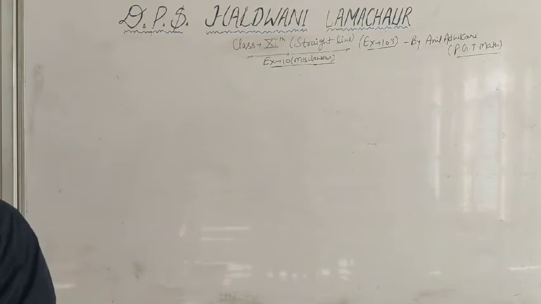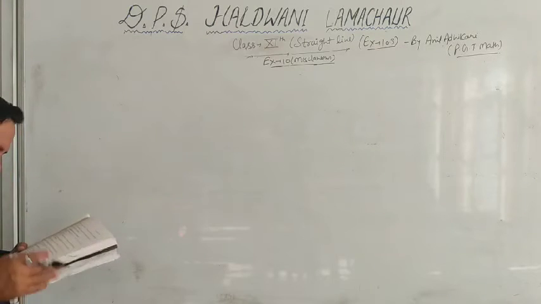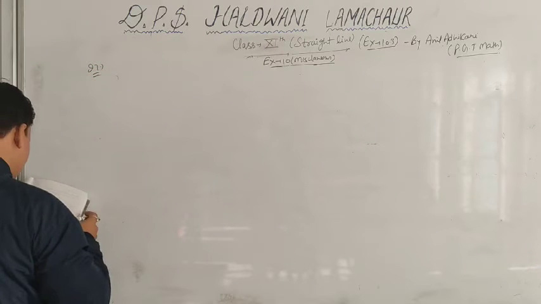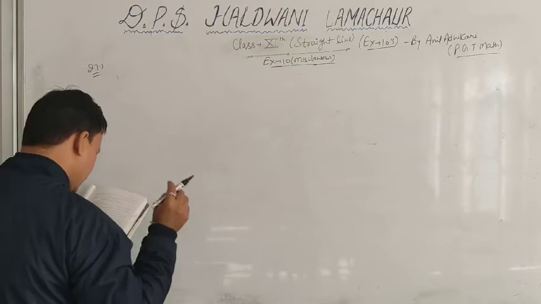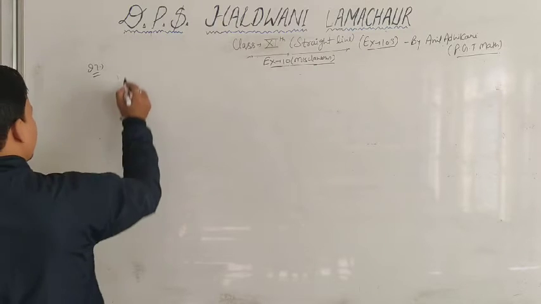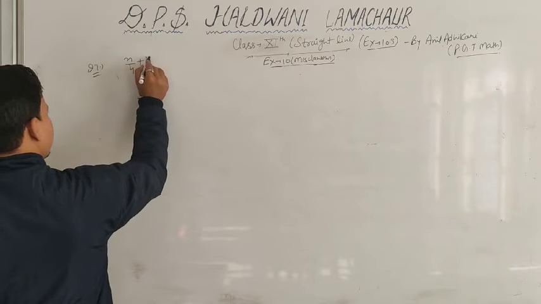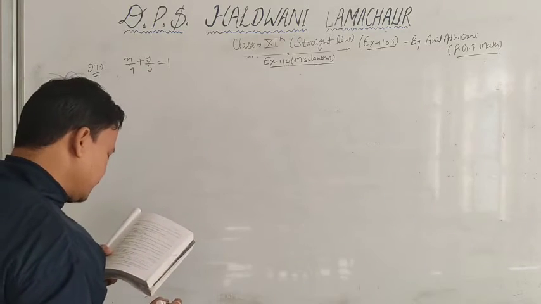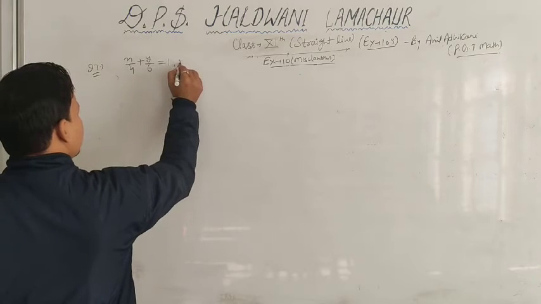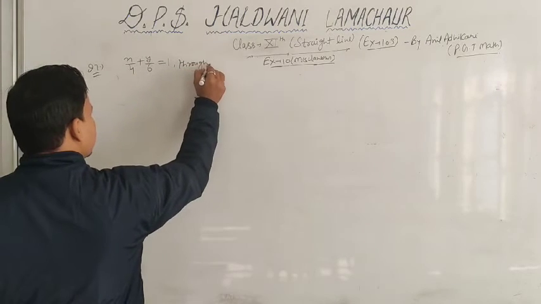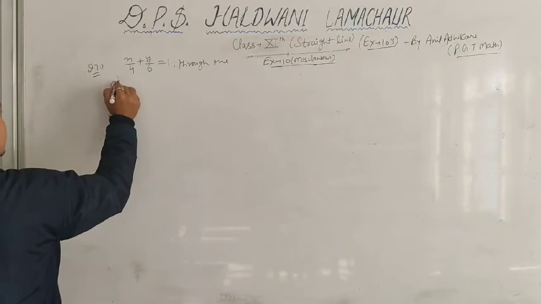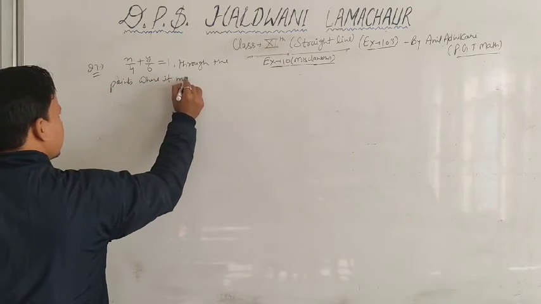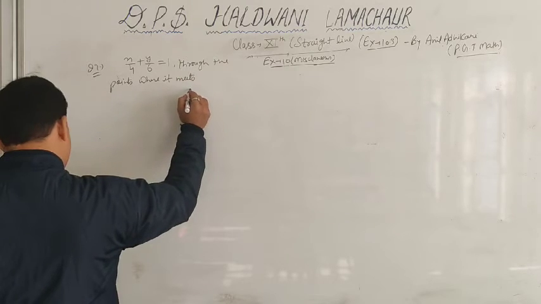Next, beta, question number 6 to do on your own. I am telling you question number 7. Okay, so question number 7 is: find the equation of a line drawn perpendicular to the line x upon 4 plus y upon 6 is equal to 1 through the point where it meets the y-axis.